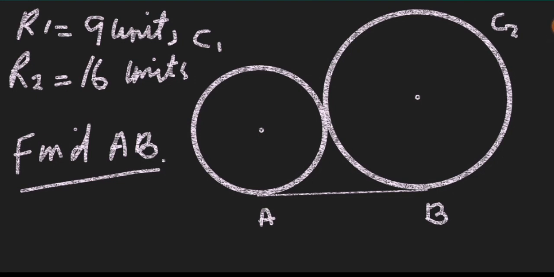Today in this video we are going to find the length of the common tangent of two circles. You can see the two circles are given, C1 and C2, whose common tangent is this AB, and we have to find out the length of this tangent.